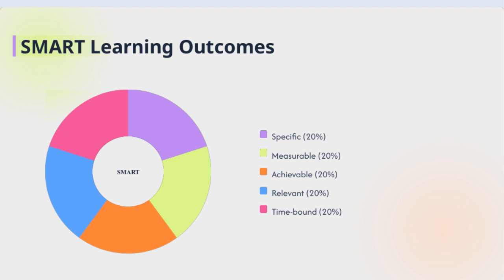First up, time-bound, which accounts for 20%. This means setting a clear deadline or timeframe for achieving the outcome, so there's a sense of urgency and focus.